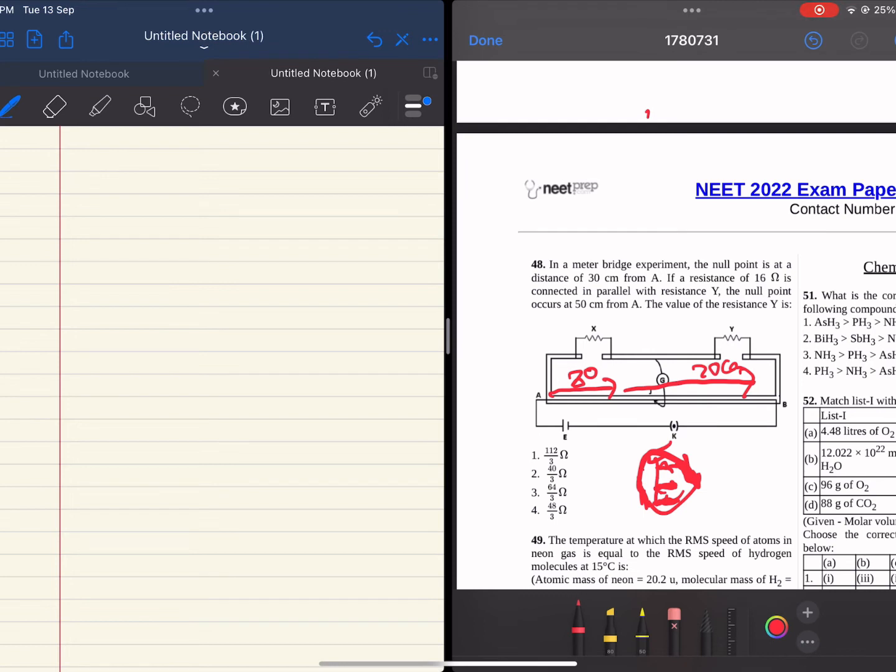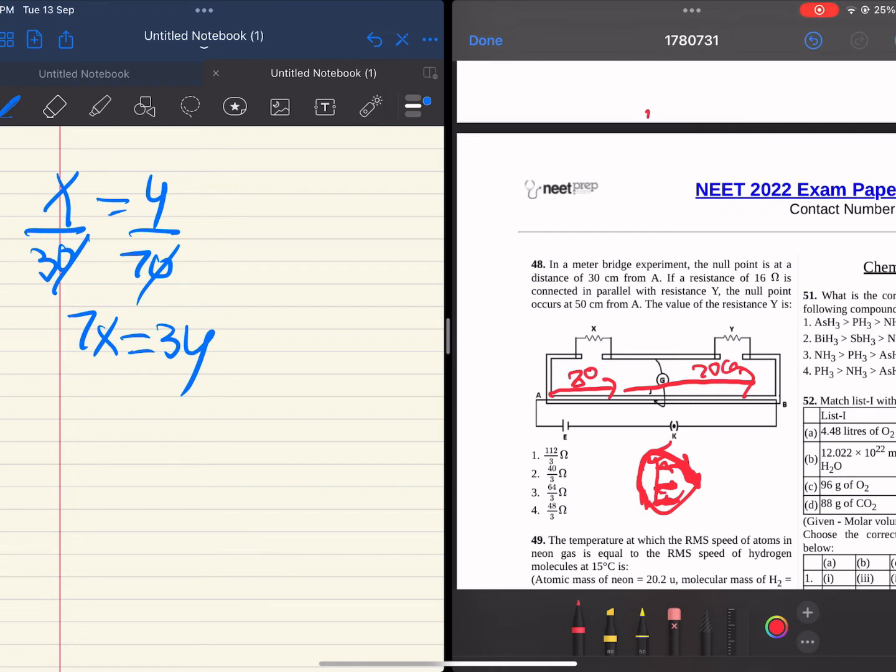So therefore we can directly do it using length rather than taking resistance per unit length. Now, by the balanced Wheatstone bridge concept, x by 30 comes out to be equal to y by 70, so x by 3 is equal to y by 7, which means 7x is equal to 3y. Now the next part of the equation: they are given a resistance of 16 ohms connected in parallel. We know for parallel, R equivalent comes out to be R1 R2 by R1 plus R2. So it will be 16y by 16 plus y by 50.